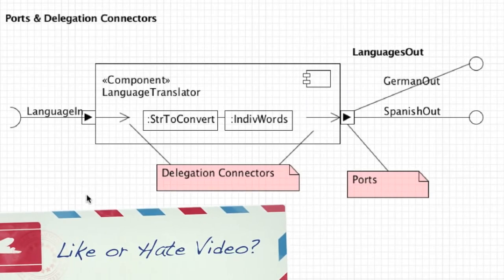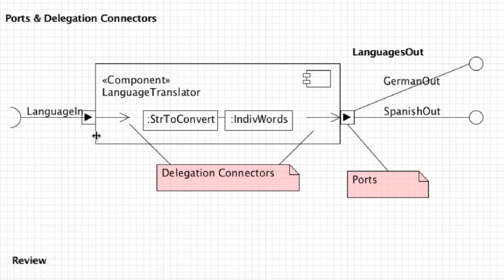And pretty much the only other thing you need to know about component diagrams is how to use what are called delegation connectors, and this is extremely simple. All you're going to do is show the flow of the data through your component. So, language in, this right here is known as a delegation connector. It's going to connect to this object, which then maybe would break this string into individual words and then shoot that information out in German as well as Spanish. So these are known as delegation connectors. So there you are. That's pretty much every single thing you could ever want to know about component diagrams.